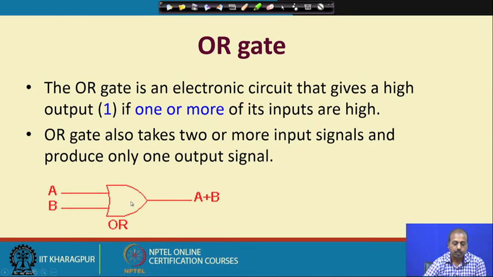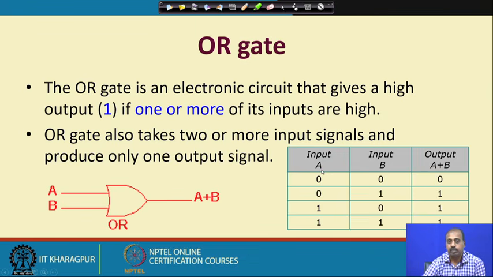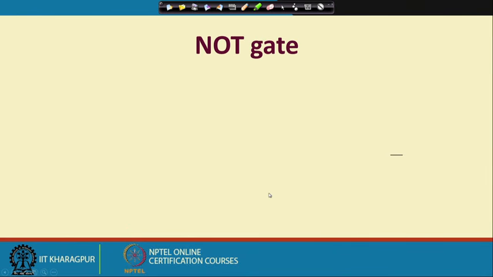This is the symbol for the OR gate, a 2 input OR gate. Of course, you can have more inputs. The OR gate truth table is like this. Whatever circuitry we put here should behave in this fashion: only when both A and B inputs are at logic low level 0, the output should be equal to 0, or logic low. Otherwise, the output should always be high. That is the OR operation of A and B.